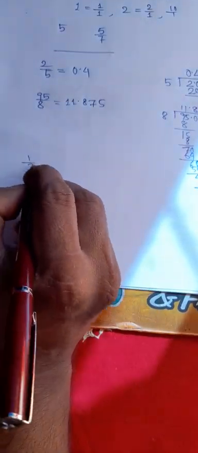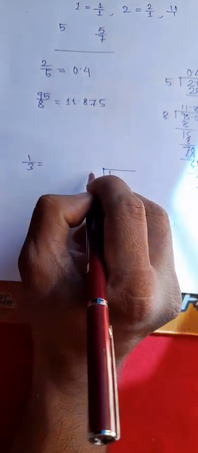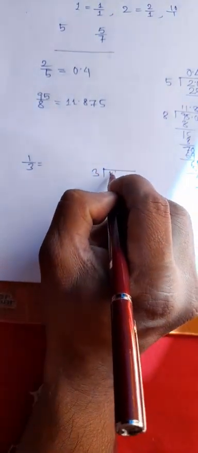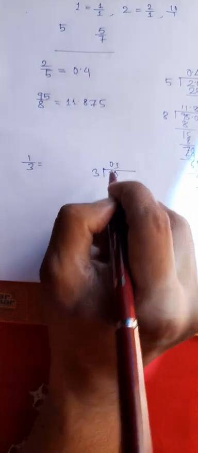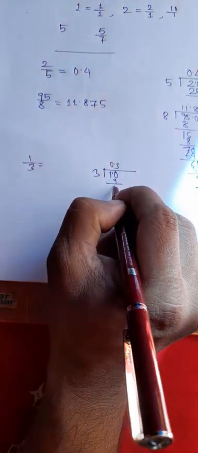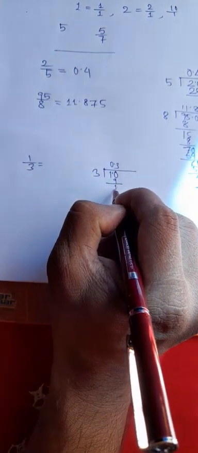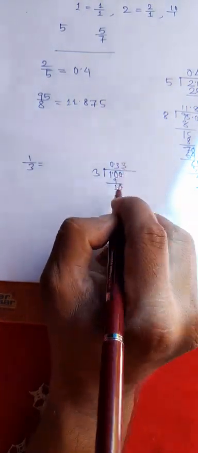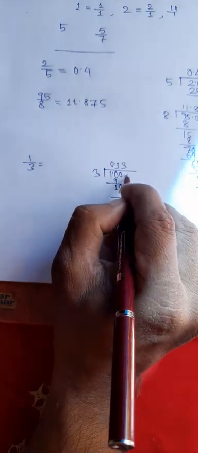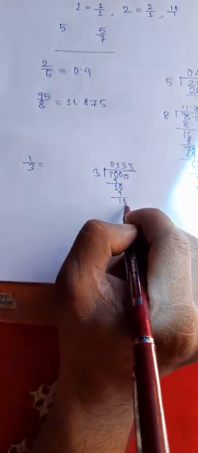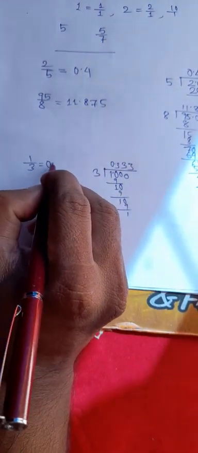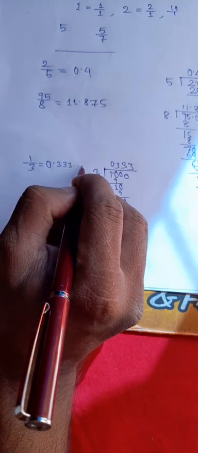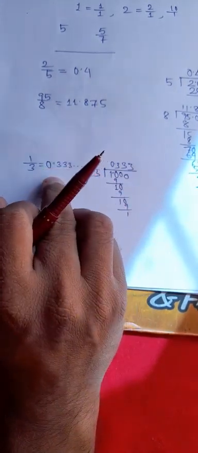Now think about another decimal expansion. 1 divided by 3. Suppose 1 divided by 3. 3 3s are 9. 10 minus 9, 1. Again you find 3 3s are 9. So every time you get remainder 1. So this is 0.333. Means you find 3 is repeating after the decimal.